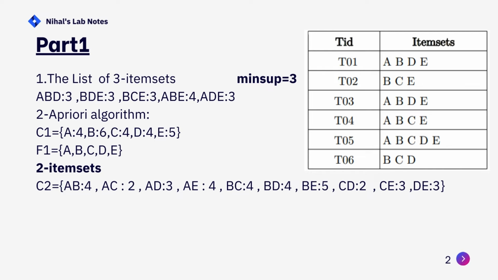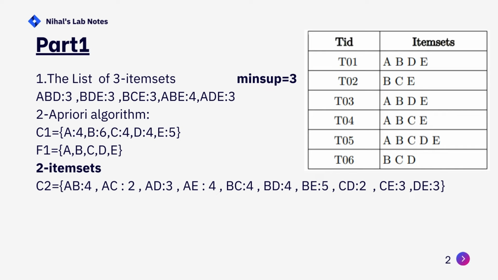Now let's check the support of each of these item sets in C2 with the minimum support. For AB, it's greater than 3, so it's frequent. For AC, it's less than 3, so it's not frequent. We are not going to take it. AD, it's equal to the minimum support, 3. We are going to take it, it's frequent.